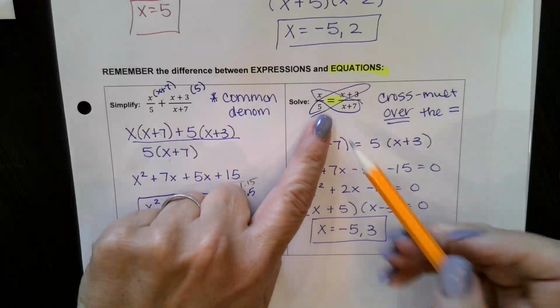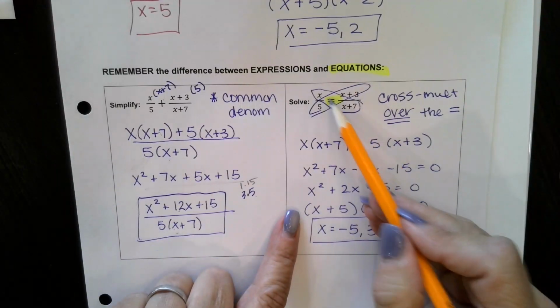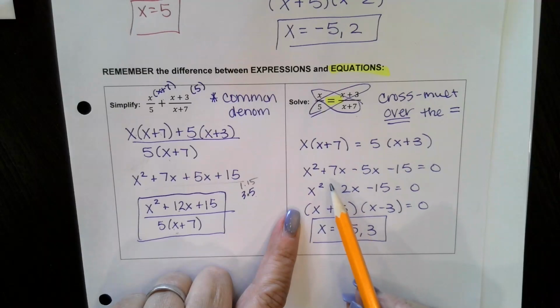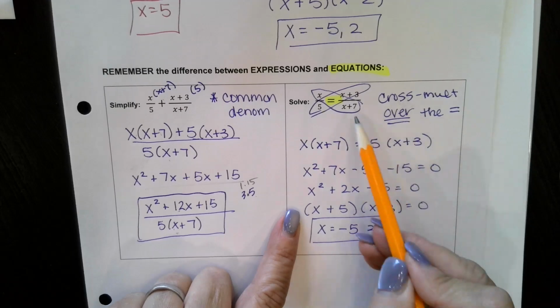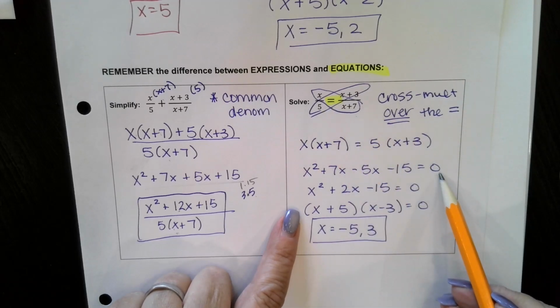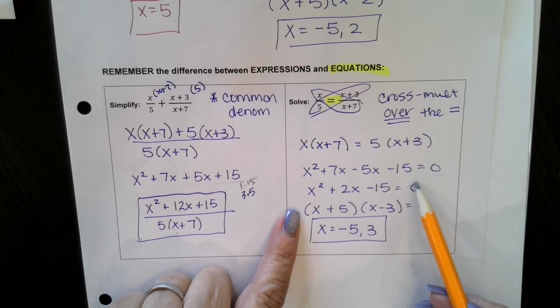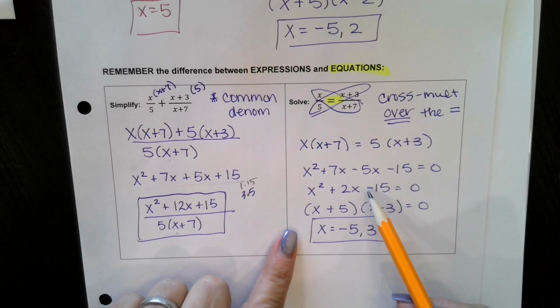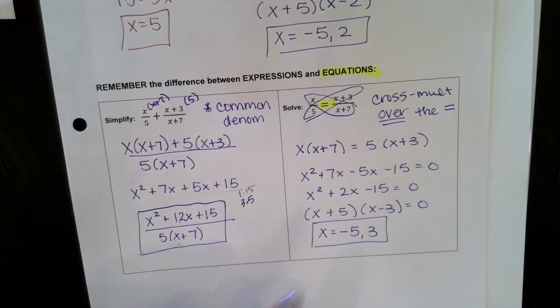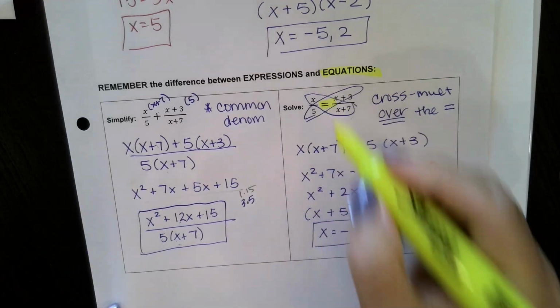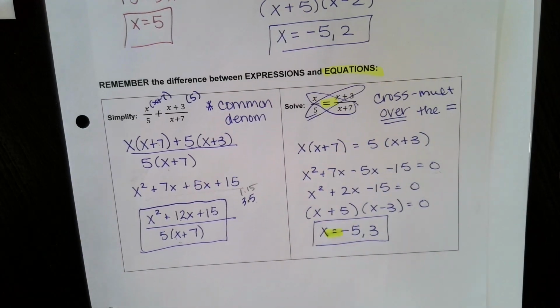Over here, I have an equal sign. So I cross multiplied. When I cross multiplied, my denominators went away. I had to make this equal to 0 because with an equal sign, it has to equal something. I moved everything to one side of the equation, then I factored it, and then I set my factors equal to 0. So on this side, because I have an equal sign here, I end up with an equal sign in my equation. I have to end it that way. Okay? All right, come see me if you have questions.